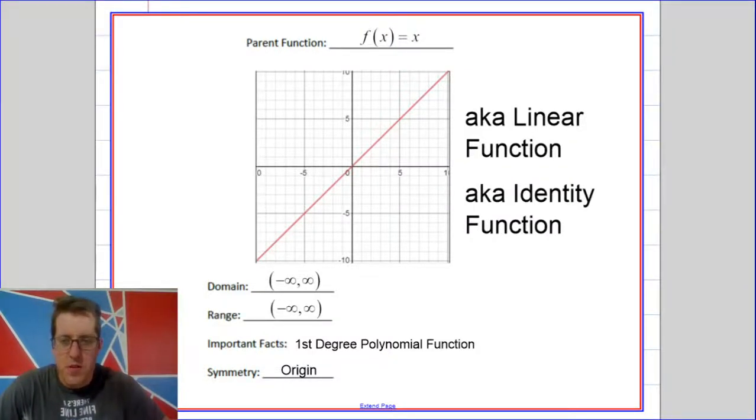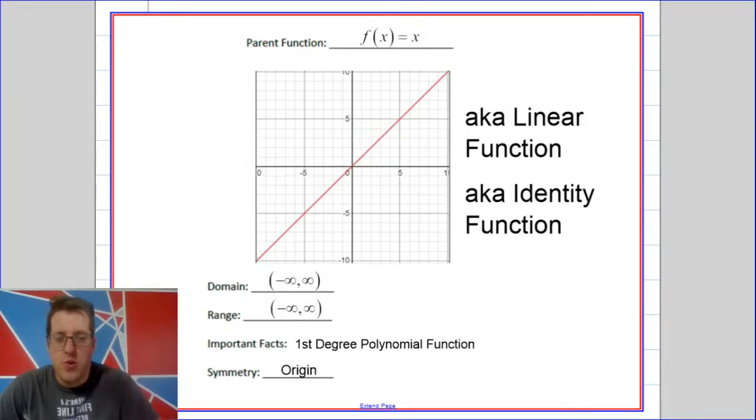Hey everybody, no time for an intro here. This video is going over the 6 parent functions that we are going to look at. There are other parent functions. The idea behind a parent function is the most basic form of one type of function.